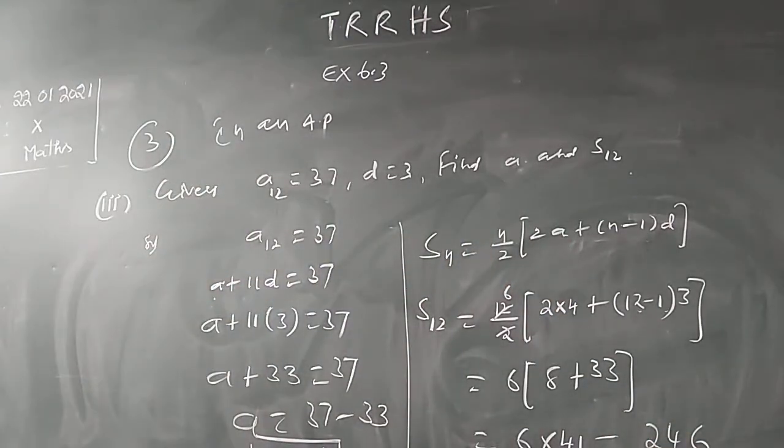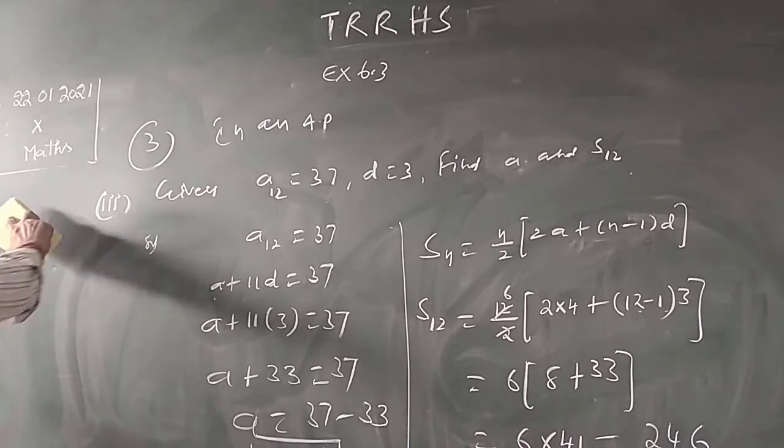246. S12 is 246. Now I go for the fourth bit. Given a3 is 15, S10 is 125, and find d and a10.